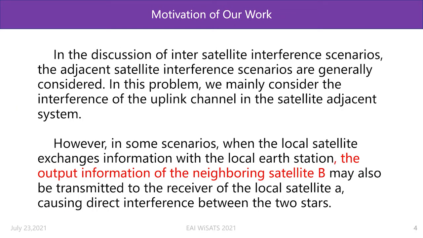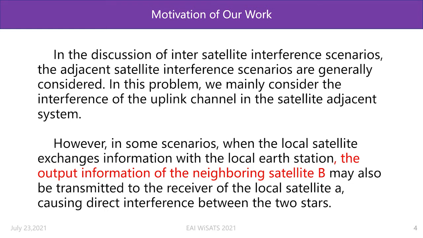In the discussion of intersatellite interference signals, the adjacent satellite interference signals are generally considered. In this problem, we mainly consider the interference of the uplink channel in the satellite adjacent system. In other words, the actual useful signal in the system of the process of satellite communication is the useful signal strength sent by the ground station, while the interference is caused by the information sent by other constellations.